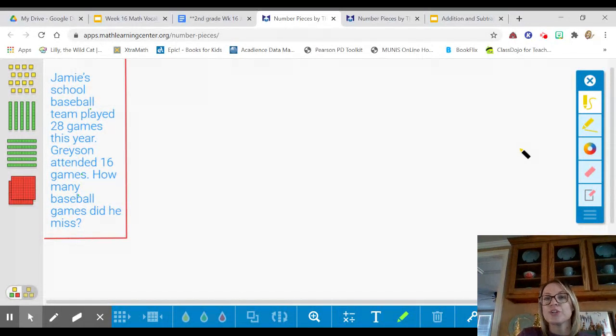If you said circle your numbers and find your keywords, you're right. That's the first thing I need to do when I have a word problem. So I'm going to circle 28 and 16. And then I'm going to try to find my keywords. Do you think you know the keywords?